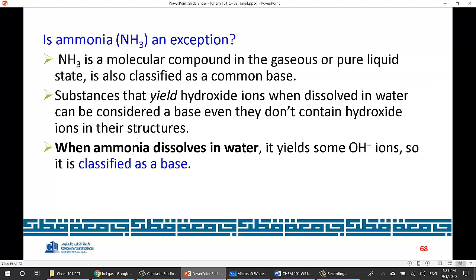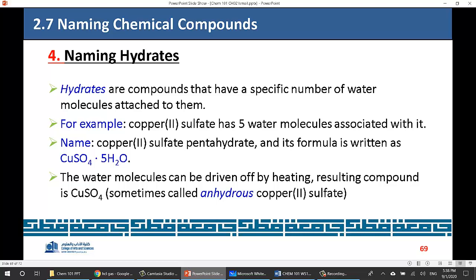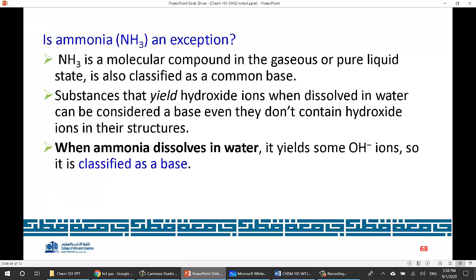Well, ammonia. What about ammonia? Ammonia is an exception. Ammonia is a molecular compound in the gaseous or pure liquid state. It is also classified as a common base, but it's actually a weak base, and we're gonna talk about weak bases and strong bases later on. And ammonia is a base because it actually yields OH minus in water, okay? And we're gonna also talk about that in the future.